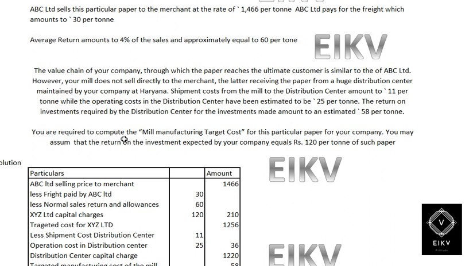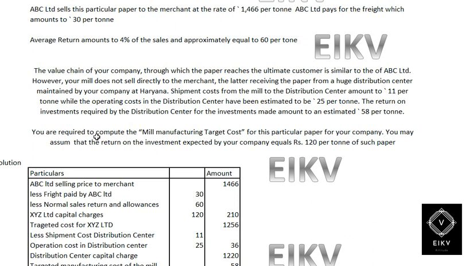You are required to compute the mill manufacturing targeted cost for this particular paper. You may assume that the return on investment expected by your company equals 120 per ton for each such paper. So guys, here you are given your company as well as your competitor company ABC, which is selling a particular kind of paper at a lower cost, along with some details of the competitor as well as of your company. So you need to work out the targeted cost.